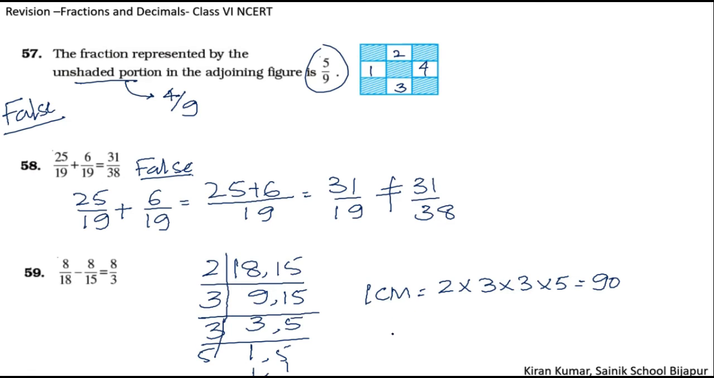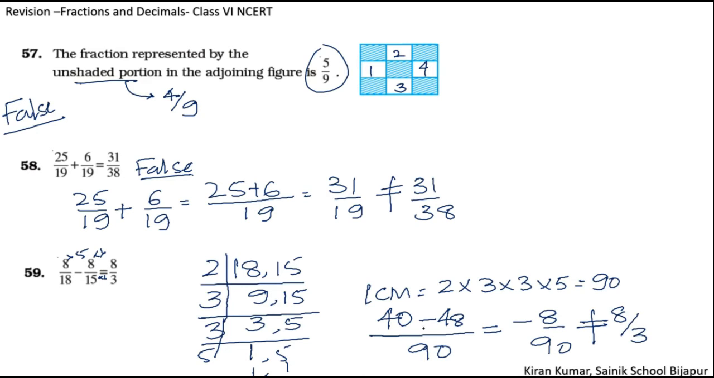When the LCM is 90, this 18 we need to multiply by 5, so this becomes 40, minus 15 we need to multiply by 6, it becomes 48. 40 minus 48 is minus 8 divided by 90. Minus 8 by 90 is not same as 8 by 3. So the given statement is a false statement.